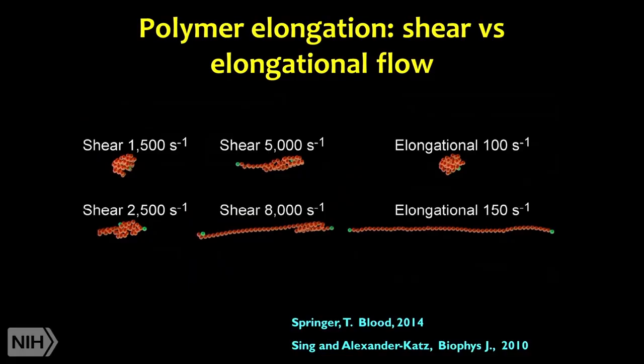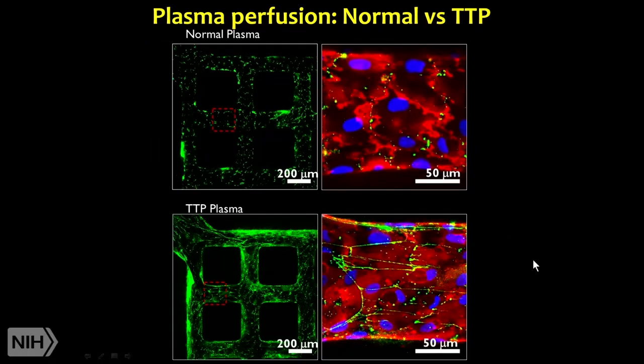So it turns out that shear stress is quite important for this phenomenon, but even more important is flow acceleration, and that's called elongational flow. And here is just demonstrated from a recent review by Tim Springer that at 2,500 inverse seconds of laminar shear stress, one gets unfolding of the model polymer, and that unfolding occurs at much lower forces in the presence of elongational flow.